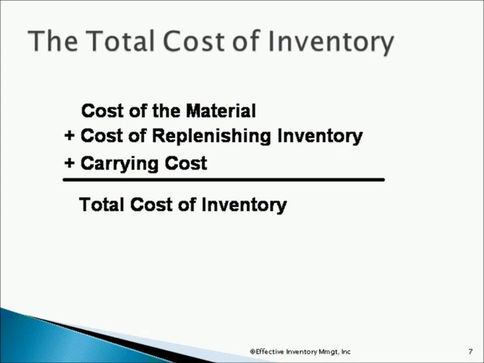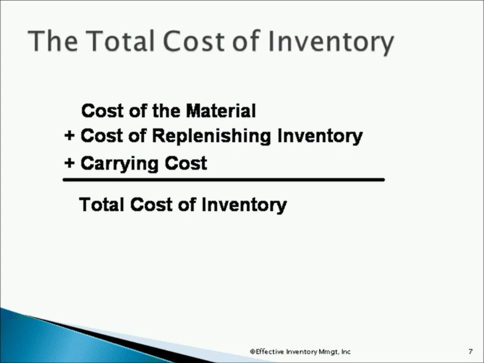So let's get started. When we look at the total cost of inventory, this is the total cost that you incur when you buy and sell a product. This is the cost that you need to use to figure out your profitability. You're looking at three elements that you see on this slide. You're looking at the cost of the material. This is what you pay the vendor, plus any other charges associated with a specific shipment. Freight, customs duties are all part of the cost of the material.